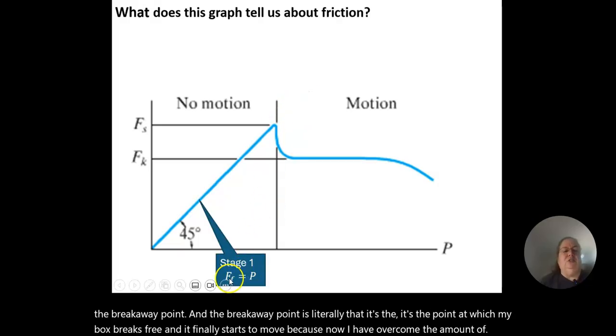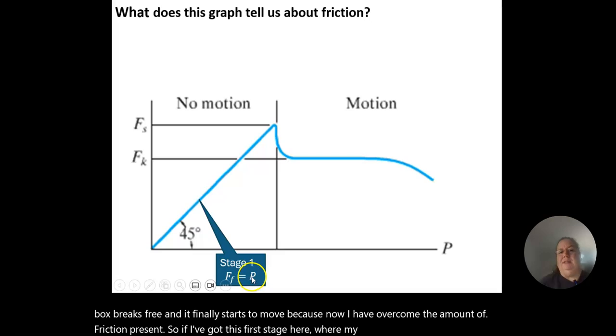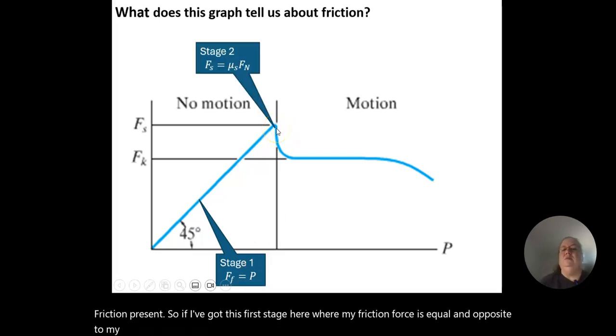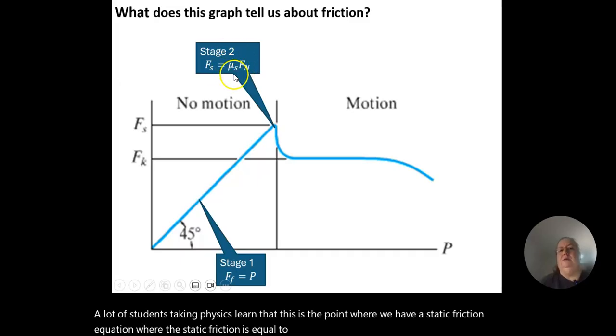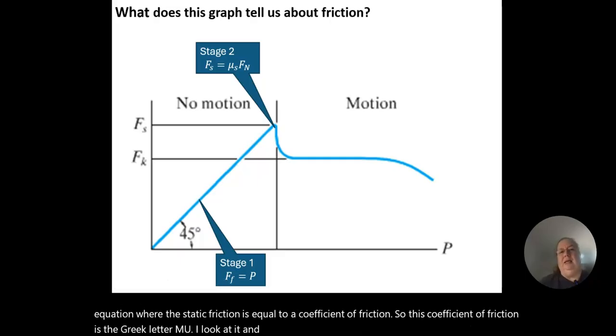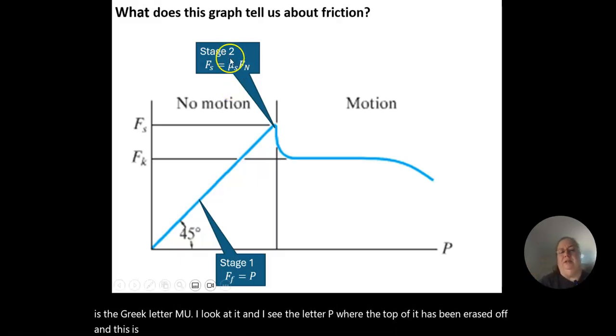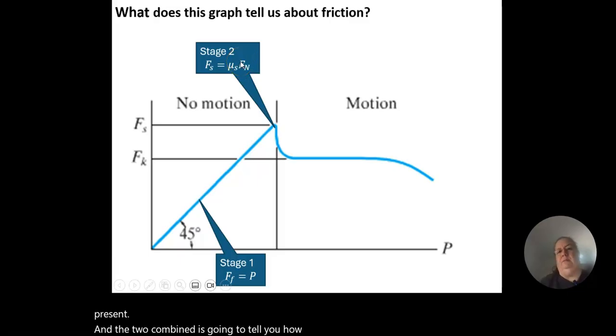So if I've got this first stage here where my friction force is equal and opposite to my applied force, right here, this is where I enter stage 2. A lot of students taking physics learn that this is the point where we have a static friction equation, where the static friction is equal to a coefficient of friction. This coefficient of friction is the Greek letter mu. I look at it and I see the letter P where the top of it has been erased. And this is the coefficient of static friction. You multiply that by how much normal force is present, and the two combined is going to tell you how much static friction force is available.